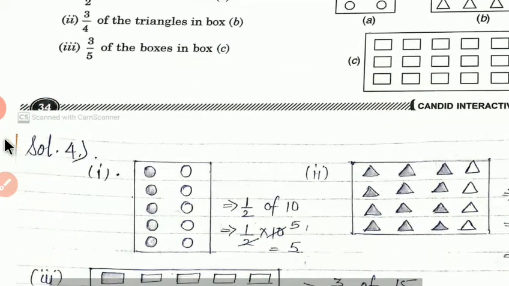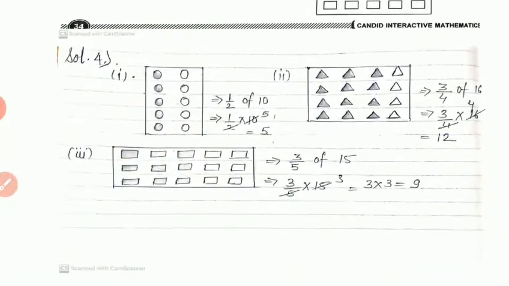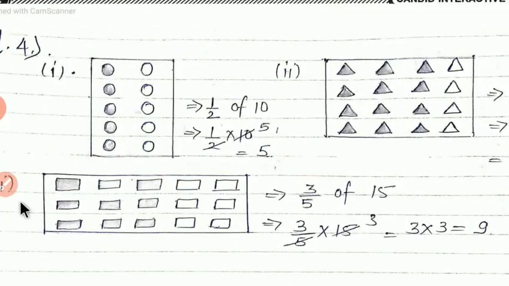And the last one is 3 by 5 of the boxes. Of the boxes means first we have to count the total number of boxes. And how many boxes are given? 15. So first we'll find what is the 3 by 5 part of the total 15 boxes. So 3 by 5 into 15. 5 ones are 5, 5 threes are 15. If we multiply, 3 threes are 9. It means out of 15 boxes we have to shade these 9 boxes. So this is the answer.